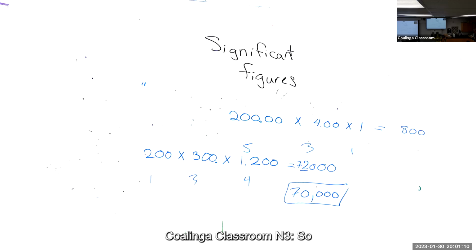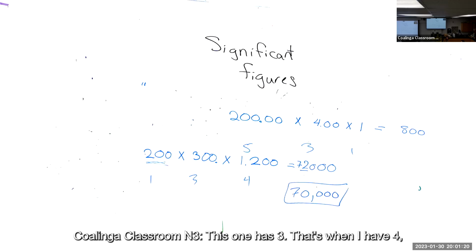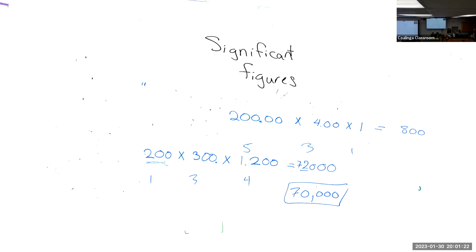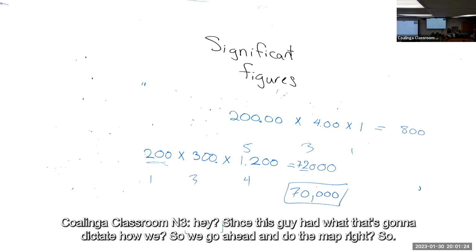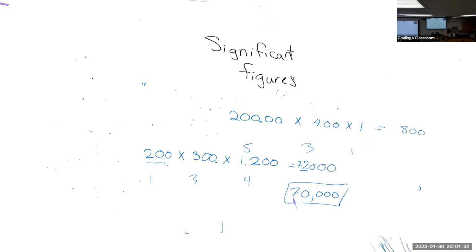Okay. So let's see if you got confused. We have one significant figure here, right? On the very first one. This one had 3, this one had 4. Since this one had 1, that's going to dictate how many significant figures we have. So we go ahead and do the math. We multiply, and we end up with 72,000.